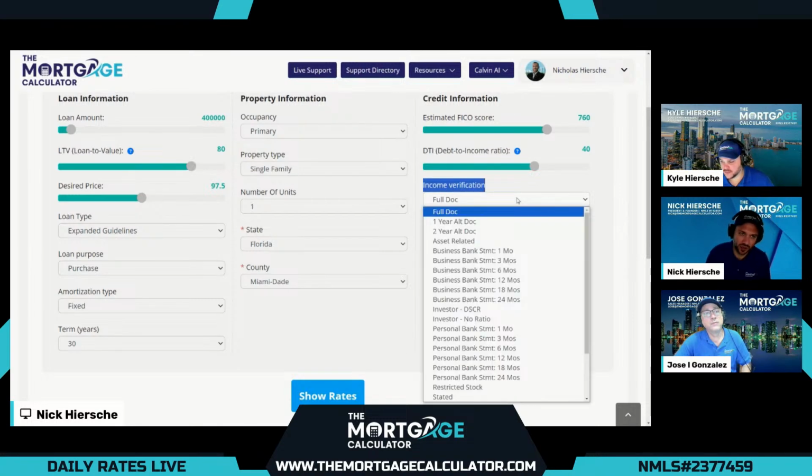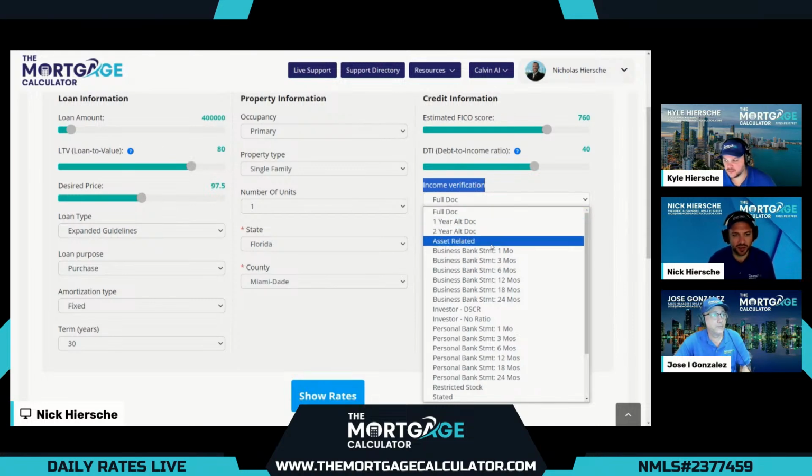All we're going to change is the income type, because our customer doesn't qualify with full documentation income, which is what we use for conventional and FHA. That's 2 years of tax returns. So if our customer doesn't qualify with that, we'll want to take advantage of one of these alternatives.